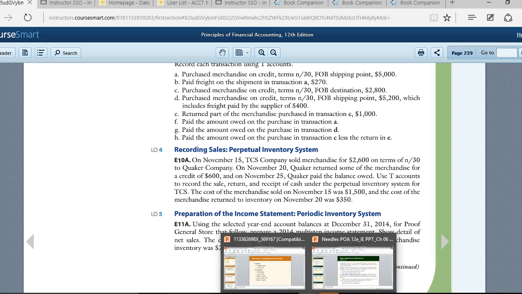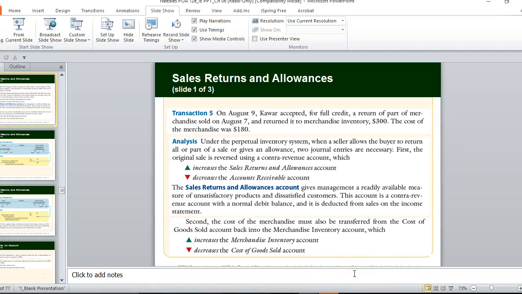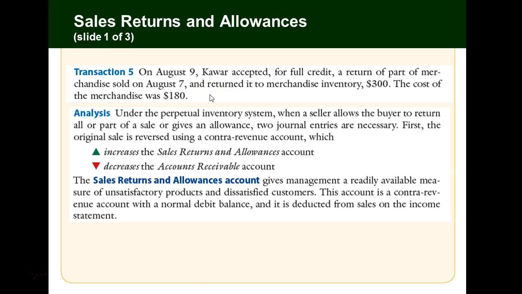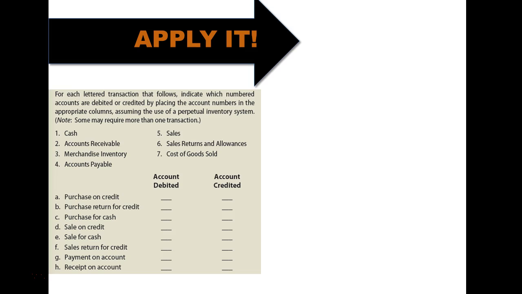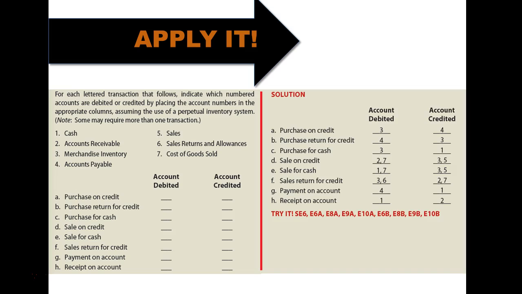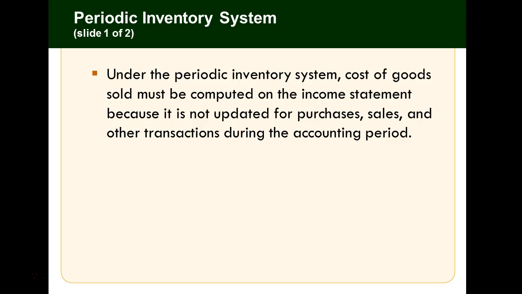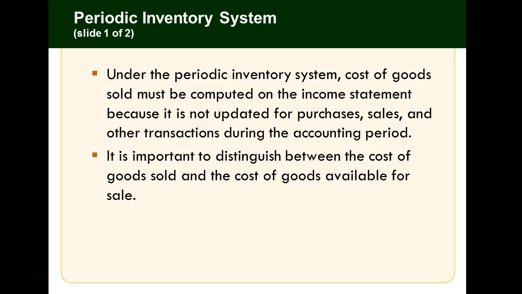Now let's go and talk about the periodic system. The periodic system handles it a little differently because we're not constantly keeping it updated. Under the periodic system, cost of goods sold has to be computed on the income statement because we do not keep it updated at all.